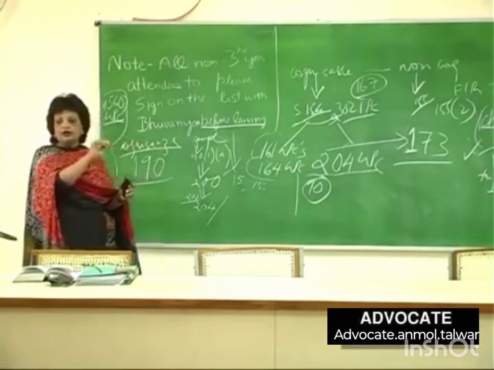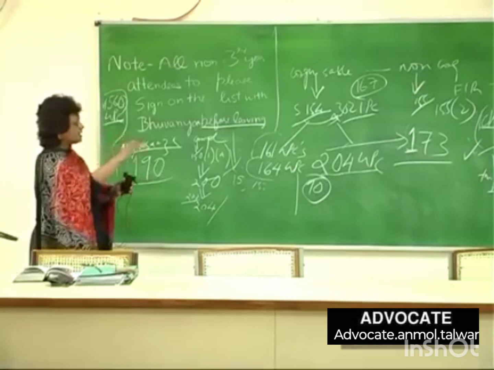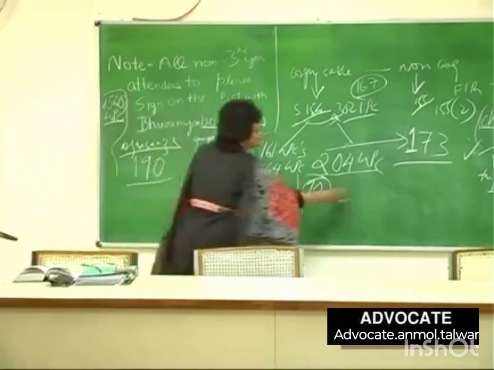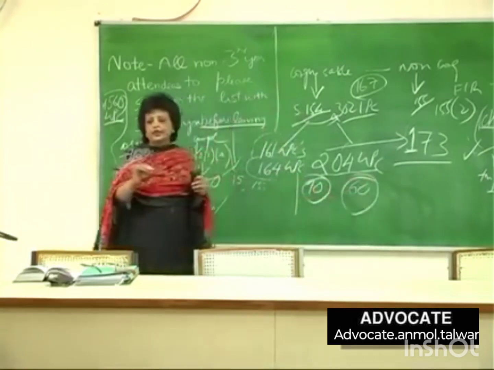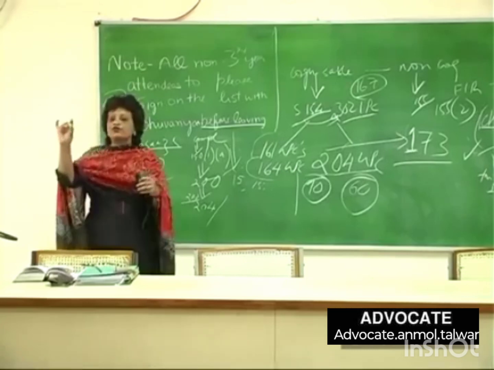If, however, the case is one which is not punishable by death, life, or imprisonment up to 10 years, then the charge sheet must be filed within 60 days, provided the accused is in custody. Right? Now, this 167 regulates the provision for remand.